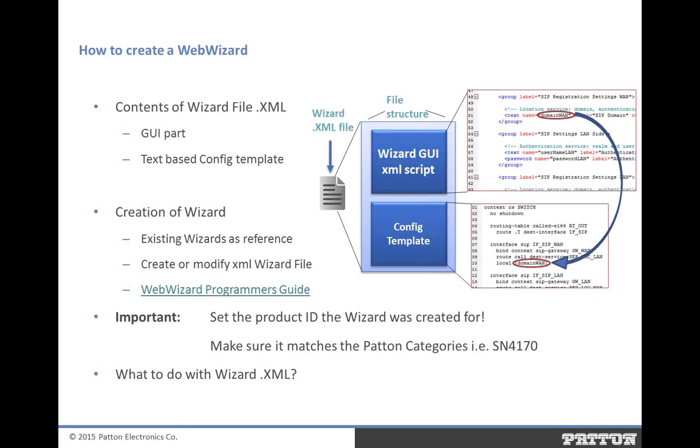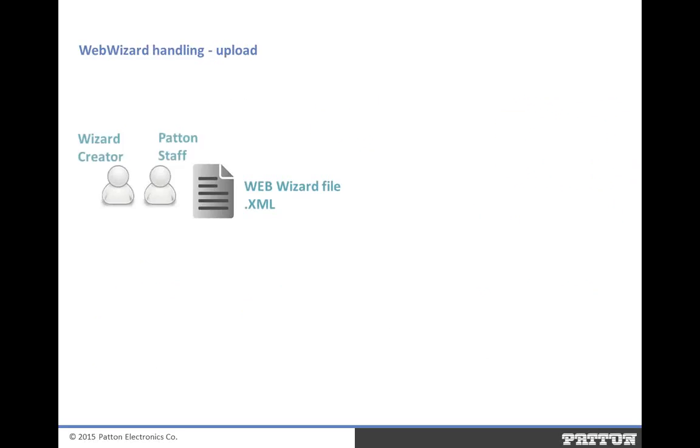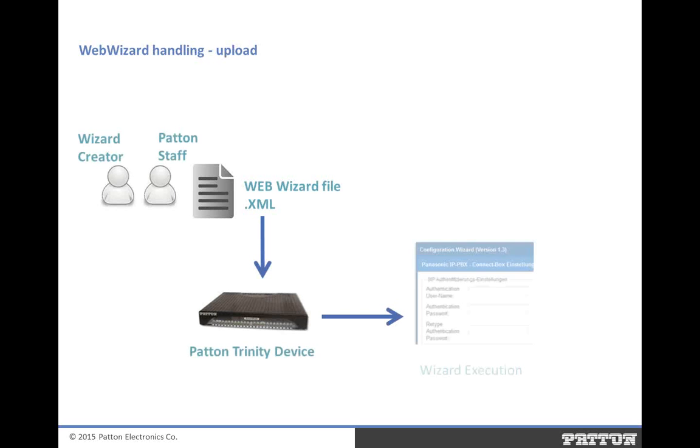Just one remark here, an important point. Once you start creating a wizard, it's important that you set the proper product ID for what products that wizard is matching or what it can be used for. So you'll see later on why this is important. So now, what do we do with such a wizard XML file? So after the wizard was done by the creator, or for instance by the Patton staff, you have the possibility to download it to a Trinity device, and you or your customer then can execute it by filling in the missing information in the fields you set.